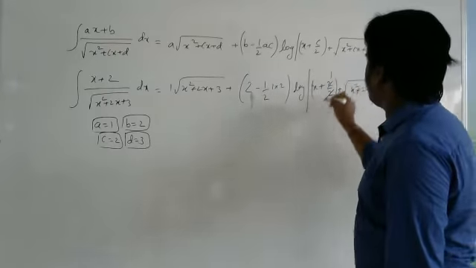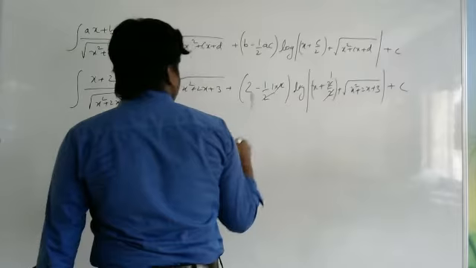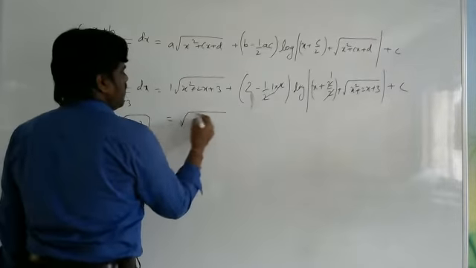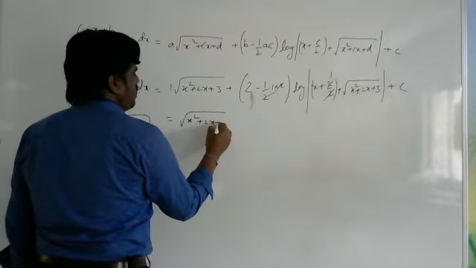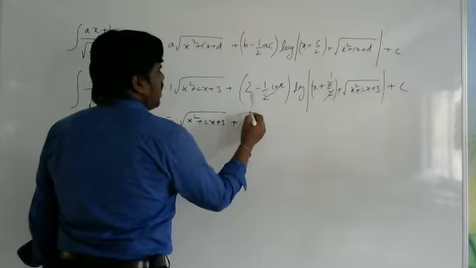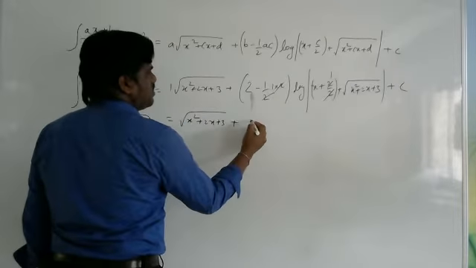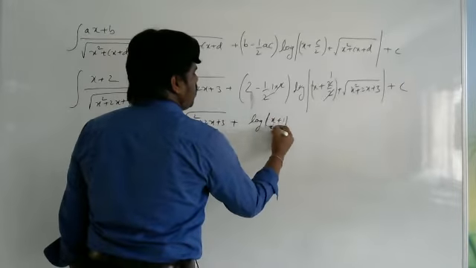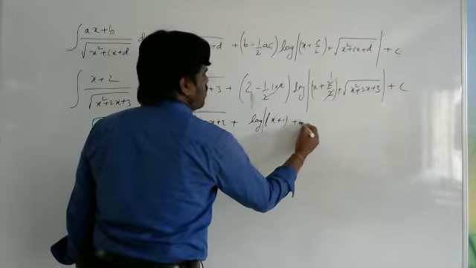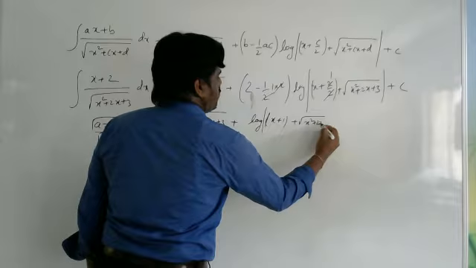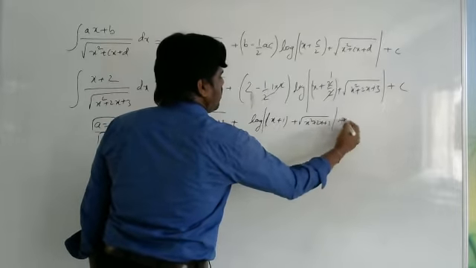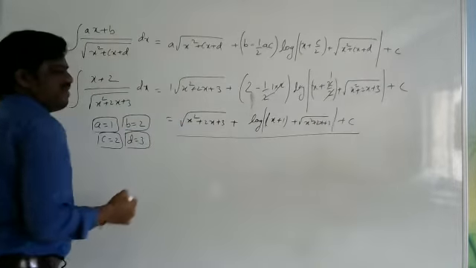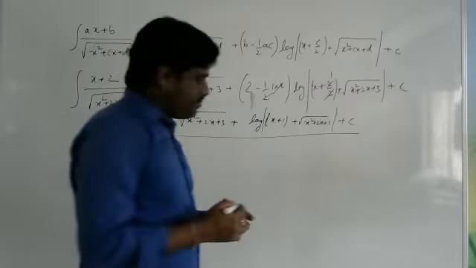So the 2 cancels one time. Here 2 cancels. So the answer you are going to get is square root of x square plus 2x plus 3 plus, I am going to get 2 minus 1 is 1, log mod x plus 1 plus square root of x square plus 2x plus 3, plus c. So here within one step you are going to solve the problem.